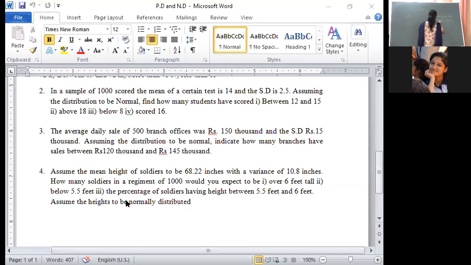Your variance is sigma square. If you want, we will do it. Don't worry. 10.8 inches. Variance is sigma square. Right now, what is the standard formula? Z is equal to x minus mu upon sigma. But here sigma.